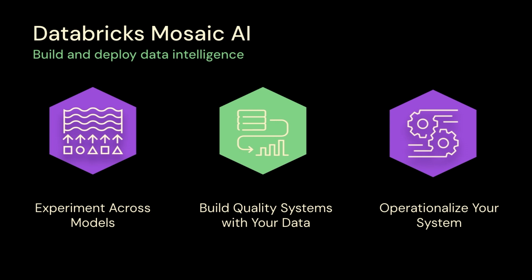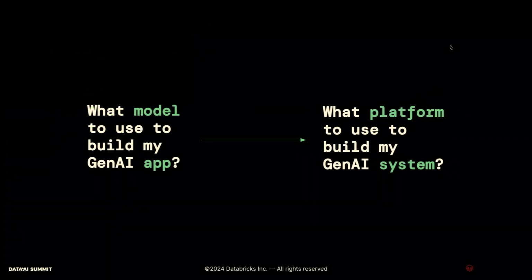All right. So now how do you build quality systems with your data? So this is kind of, if you couldn't tell, the crux of what Databricks' philosophy is when you're building GenAI applications. The way that people used to think about this is, hey, what model do I need to use to build my GenAI app? But really what we're seeing people now do to actually get high quality is you want to know, hey, what platform should I be using to build my system? And so people are really moving from these monolithic models to now these compound AI systems.